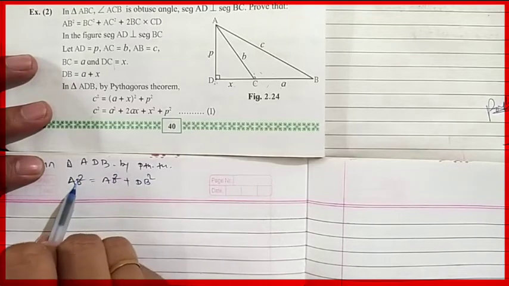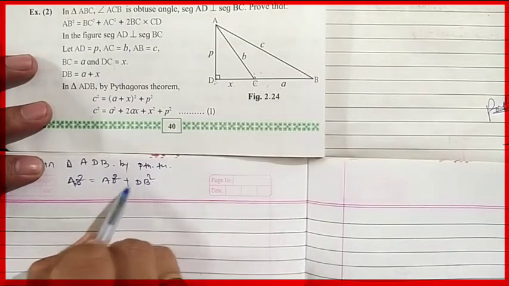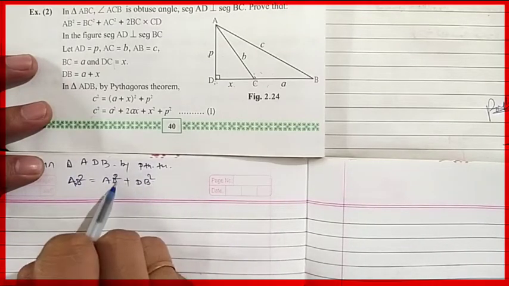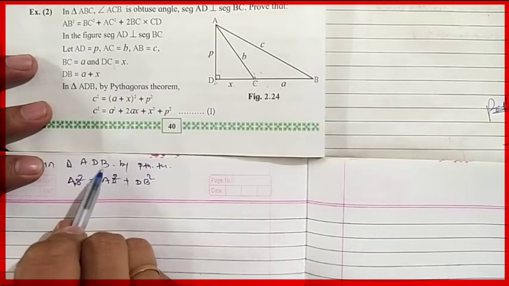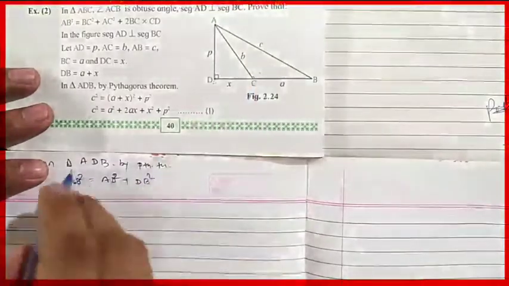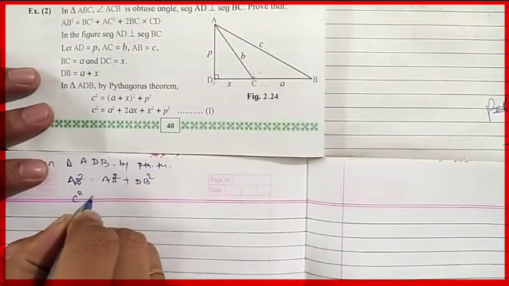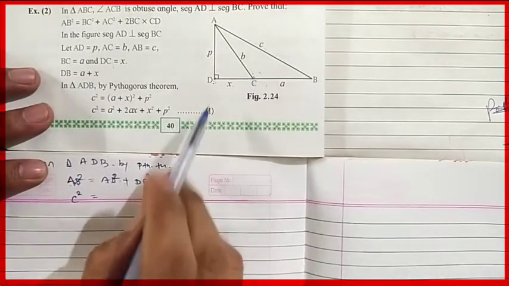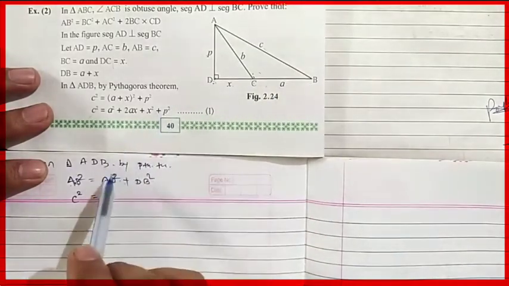It is the square of hypotenuse equals to square of sum of other two sides of right angle triangle ADB. Okay, so what is AB now? AB is C, so we have to write here C square equals to what is AD? AB.